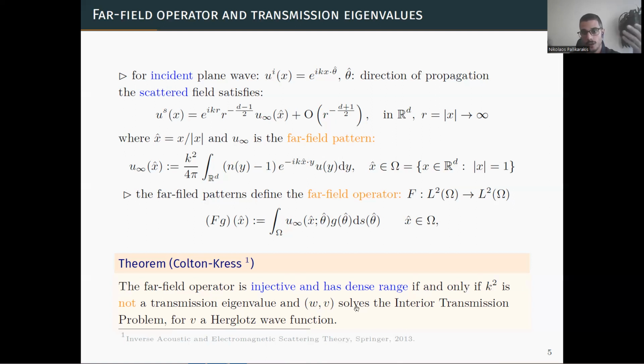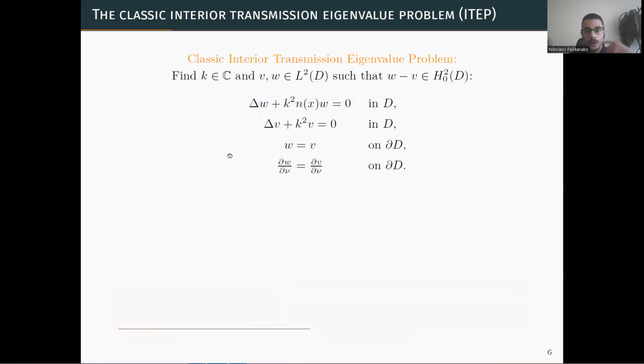And this interior transmission problem is the following: a set of differential equations of Helmholtz type defined in D, with the corresponding transmission conditions on the boundary. The complex values of K for which there exist non-trivial solutions of this system are the transmission eigenvalues. And in the most abstract case, these are complex values, and W and V are square integrable functions, and their difference belongs in the Sobolev space H02.